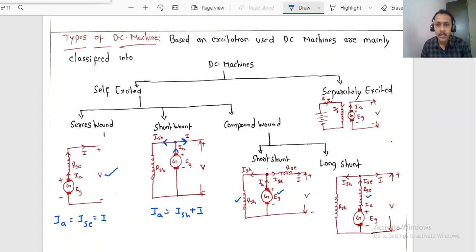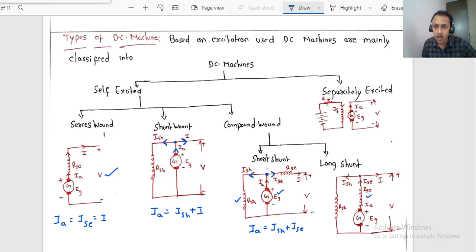Similarly, in compound wound, at this node point, if we apply KCL, the current generated from the generator, IA, gets split into two parts. Some part goes to the shunt field winding and the remaining part goes to the series field winding and to the load. IA equals ISH plus ISC in this short shunt.